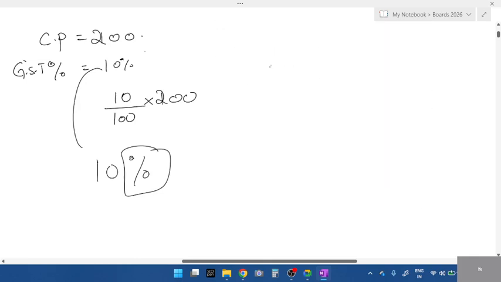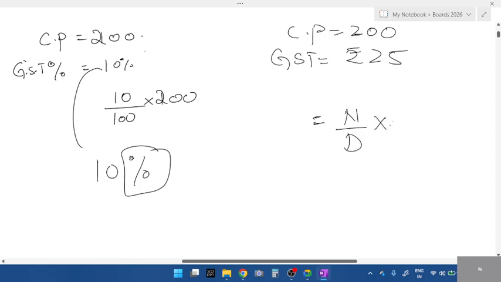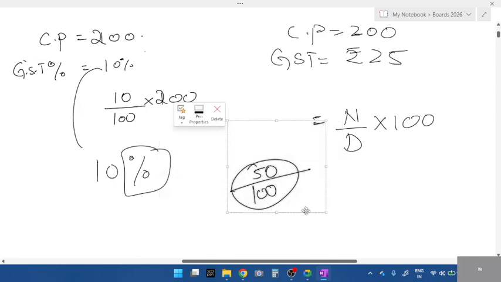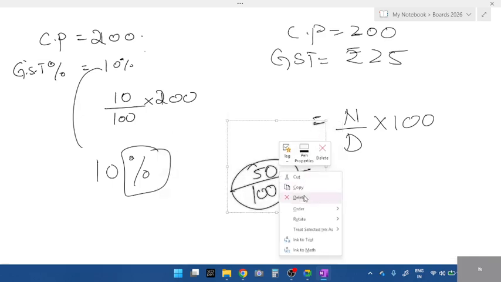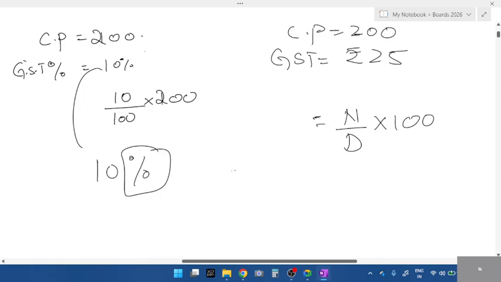What if they give rupees? If they give GST equals rupees 25, cost price is equals to 200. GST will obviously be less. Remember this concept: numerator by denominator into 100. It's like your marks. In your school, if you get 50, how do you write? Out of 100. 50 divided by 100. In the same way, GST divided by cost price. That's the formula. GST rupees divided by cost price or mark price.